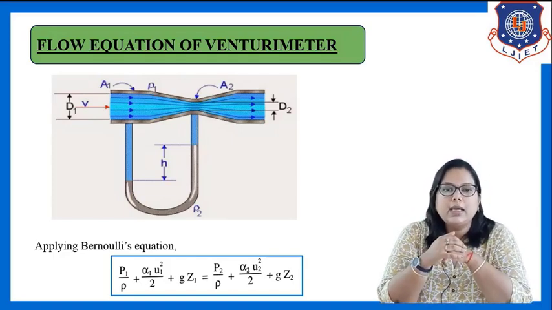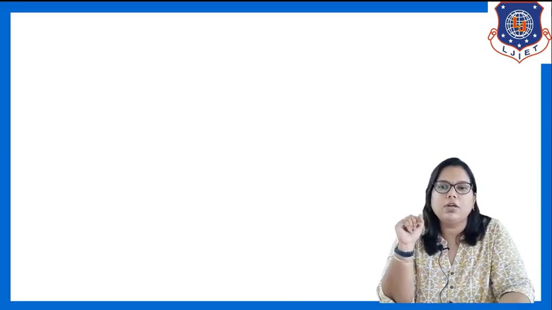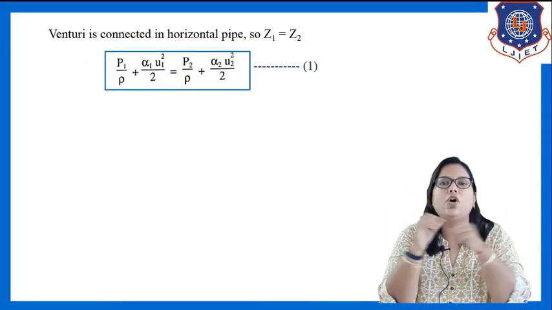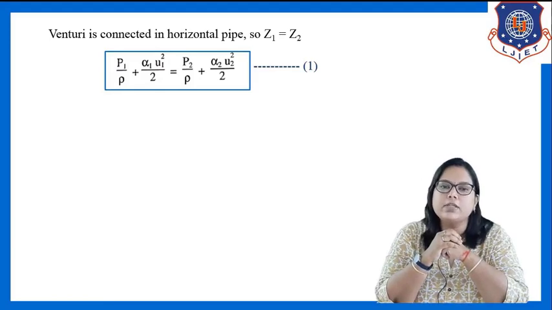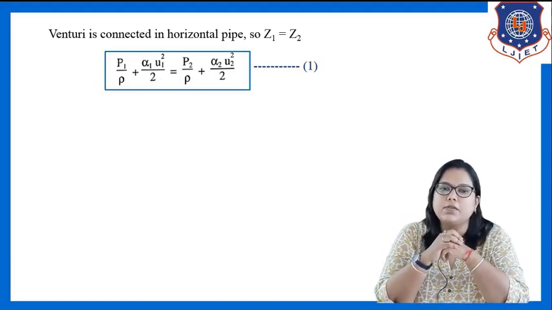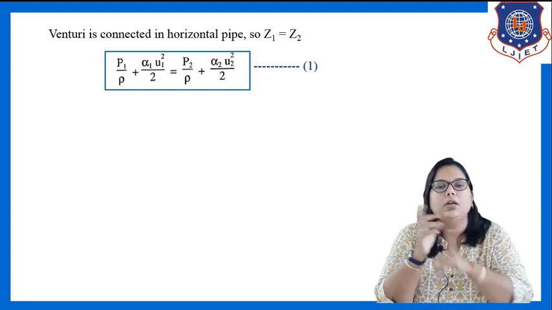Now in this, as the Venturimeter is installed in horizontal level, what will happen? Z1 is equal to Z2 as Venturi is connected in horizontal pipeline. So Z1 is equal to Z2. So now my Bernoulli's equation is reduced to this term. Z1 and Z2 is cancelled out because Z1 is equal to Z2. So now I can write this equation as P1 by rho plus alpha 1 U1 square by 2 is equal to P2 by rho plus alpha 2 U2 square by 2. I have named this equation as my equation number 1.